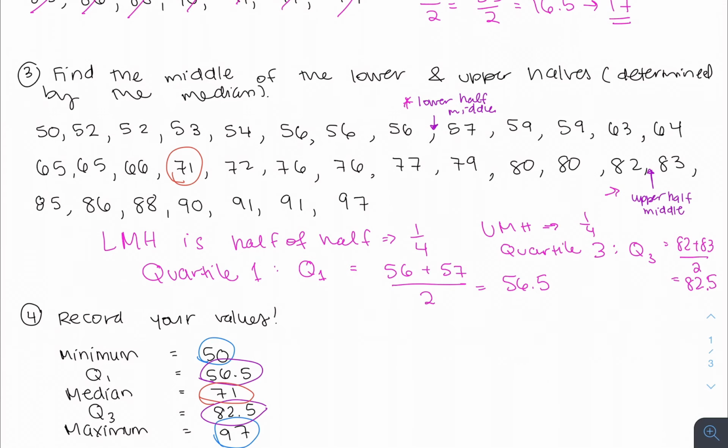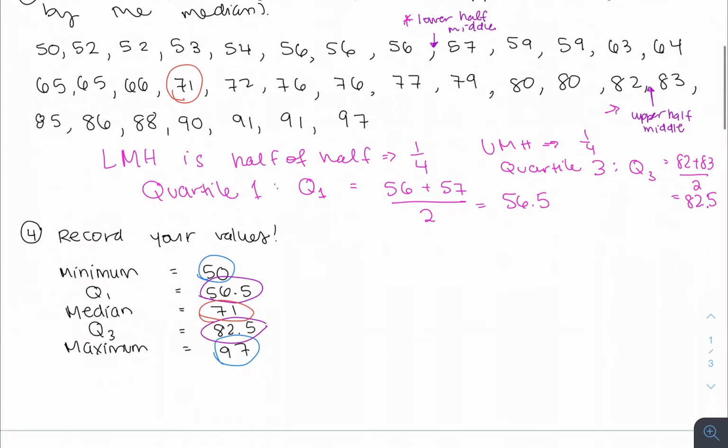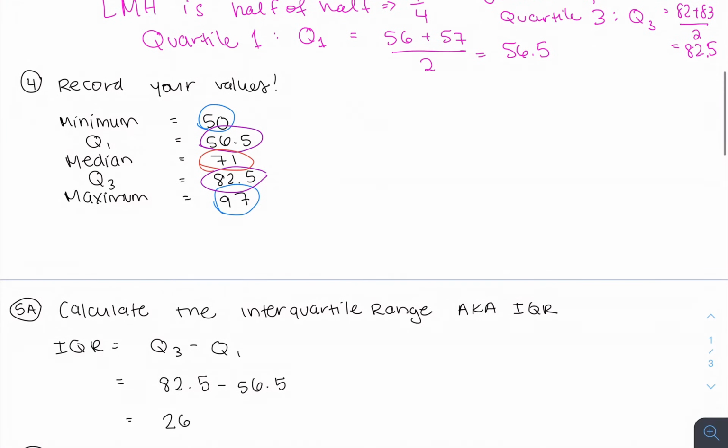So now we have our upper and lower halves. They're called quartiles again. And I say for step 4 is just to record your values, your minimum, your Q1, your median, your Q3, and your maximum. And notice, again, from your minimum to Q1, that houses 25% of the data. From Q1 to the median, that houses 25% of the data. From median to Q3, houses 25% of the data. And from Q3 to maximum, houses 25% of the data.